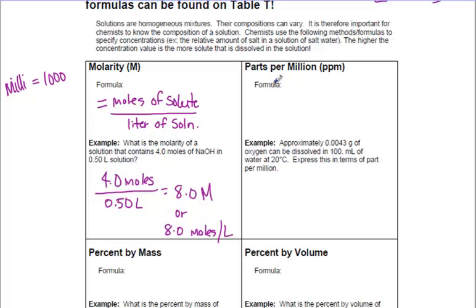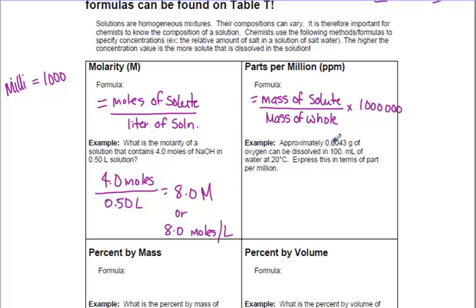All right, the next formula, parts per million, basically used for larger amounts of solvent. So oceans, lakes, rivers, okay, things like that. We use parts per million because it's such a large volume. So the formula for this is going to equal the mass of the solute over the mass of the whole. And then we have to multiply this by 1 million, okay, 6 zeros, 1 million. That would give us parts per million.